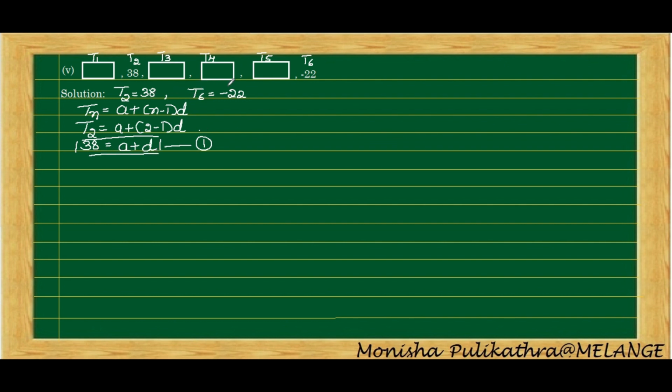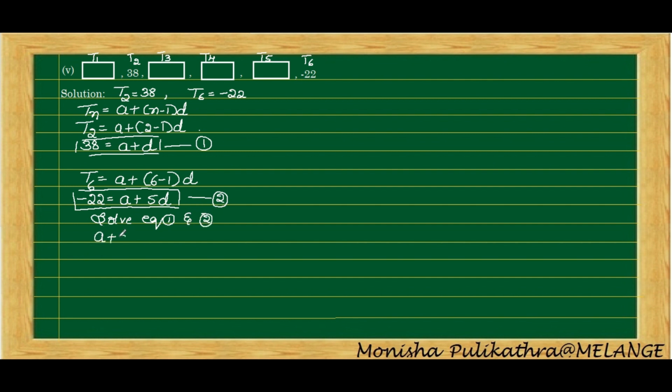Again we need to substitute T6 is equal to minus 22 to this formula. So it will become T6 is equal to A plus n is 6, so n minus 1 into D. The value for T6 is minus 22 is equal to A plus 5D. So this will be the second equation. So now we need to solve equation 1 and 2.